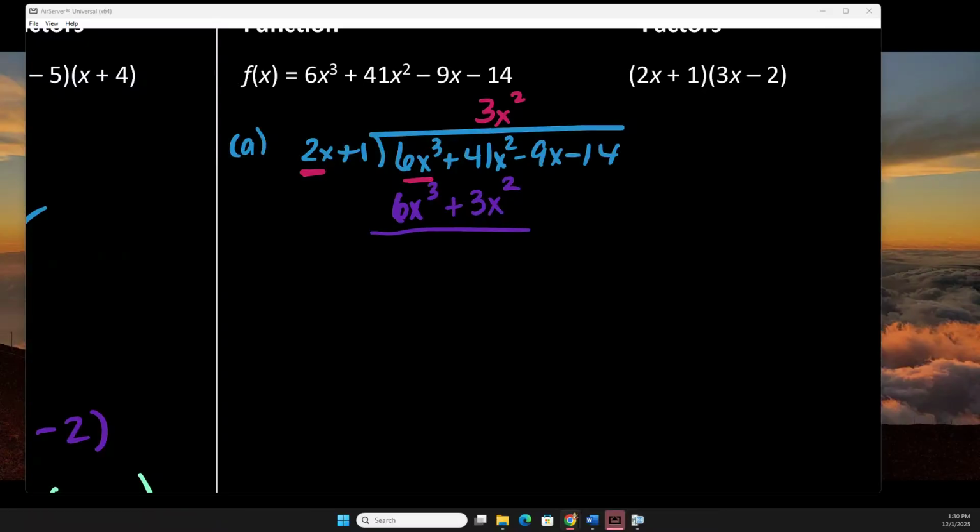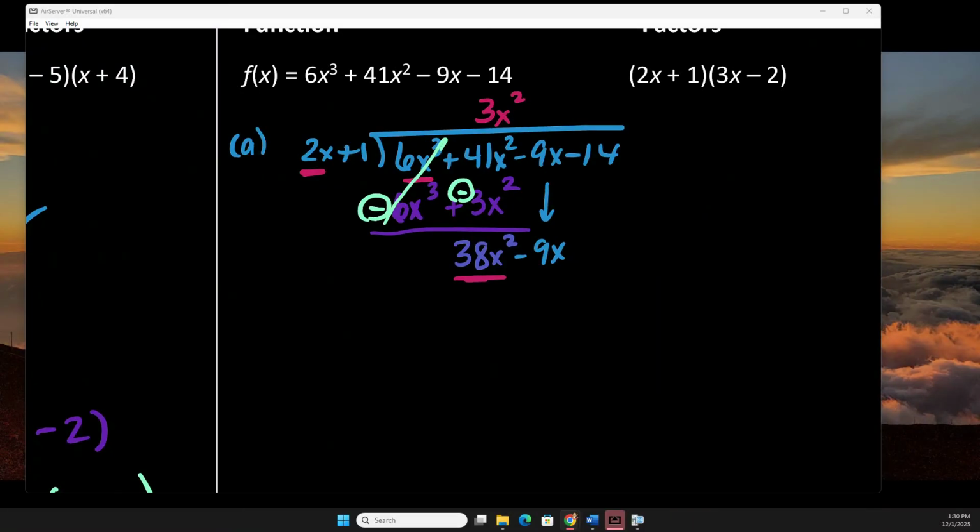And then if you're going to make a mistake, it's probably here. We have to subtract, but make sure you subtract both of these. So you change both of the signs. The 6x cubed subtracts away, and then you're just left with 38x squared. Alright, and then your next step is to bring down. And then you do it all over again.